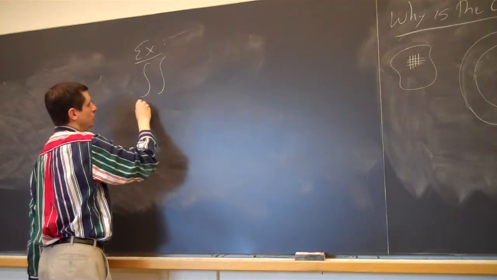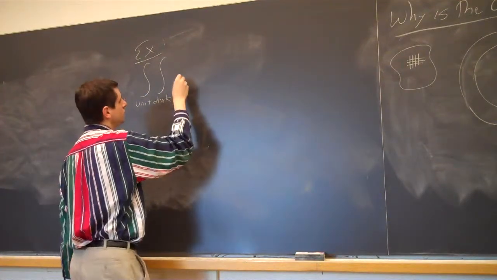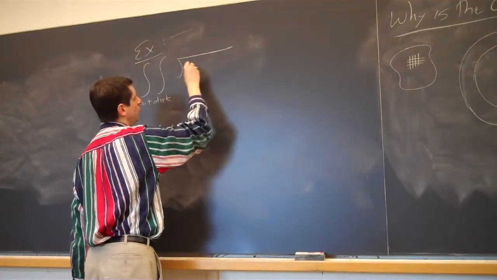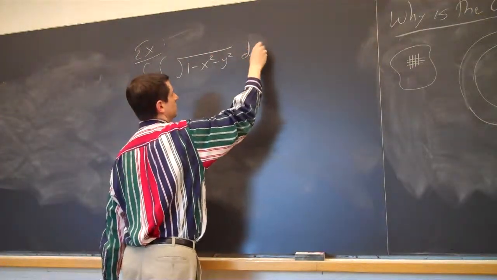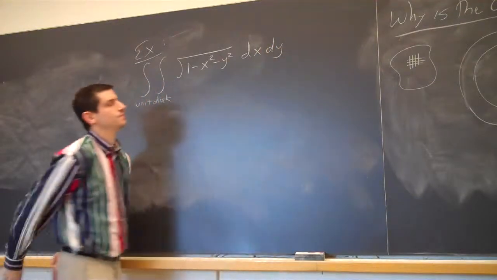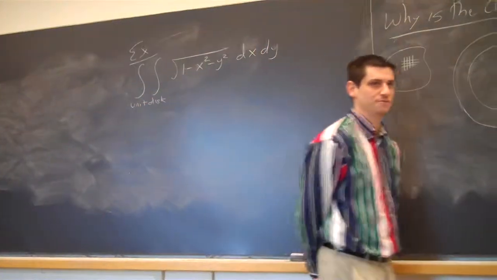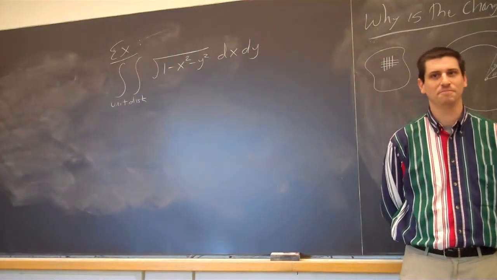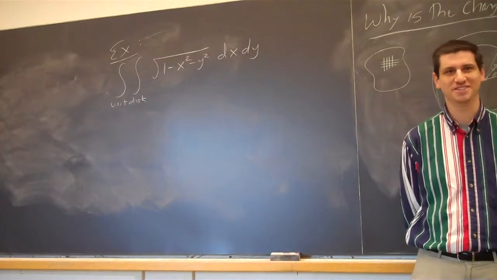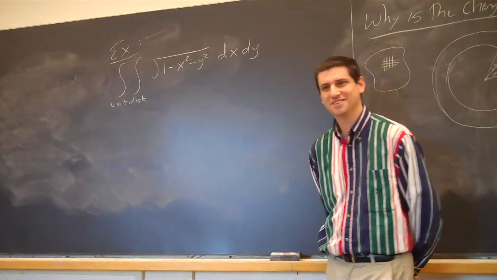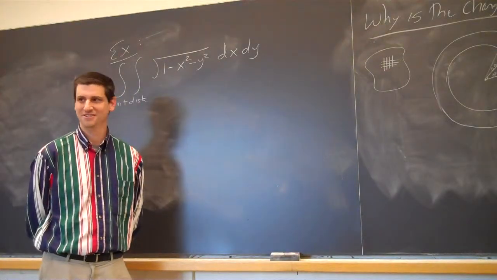Let's integrate over the unit disk the function the square root of 1 minus x squared minus y squared dx dy. Do you want to integrate with respect to x first or with respect to y first? Yeah. The shrugging shoulders is the correct answer. It doesn't really matter, right?